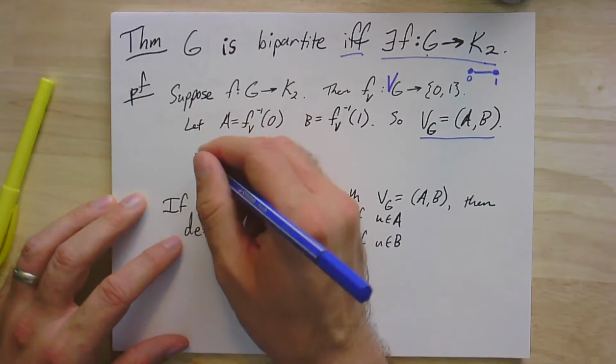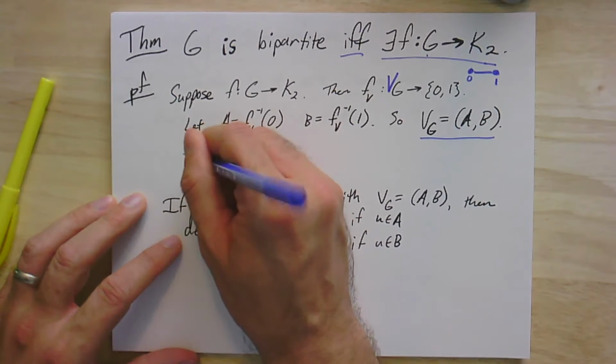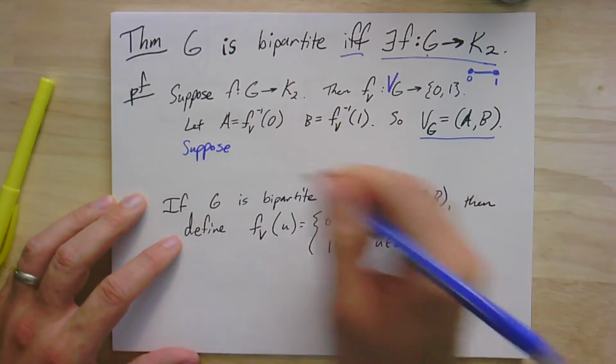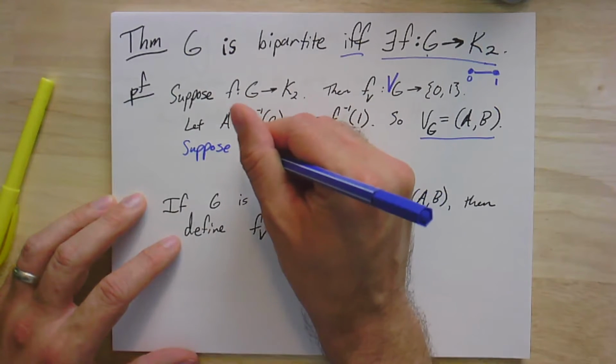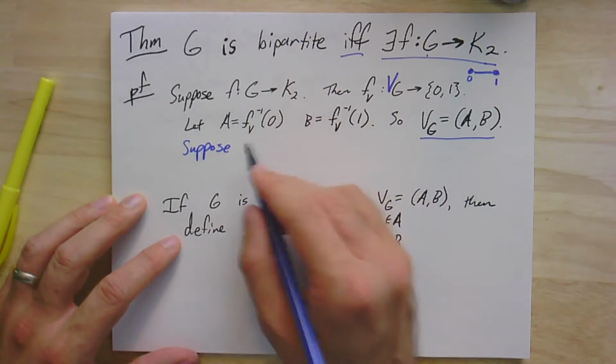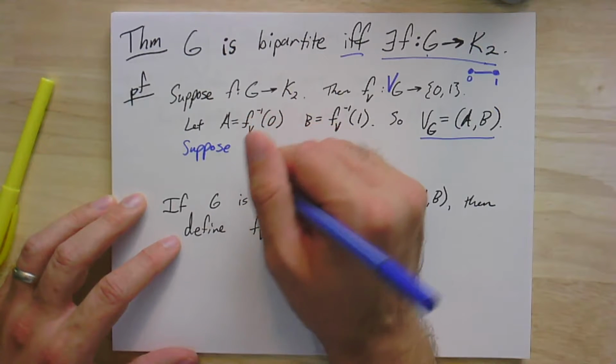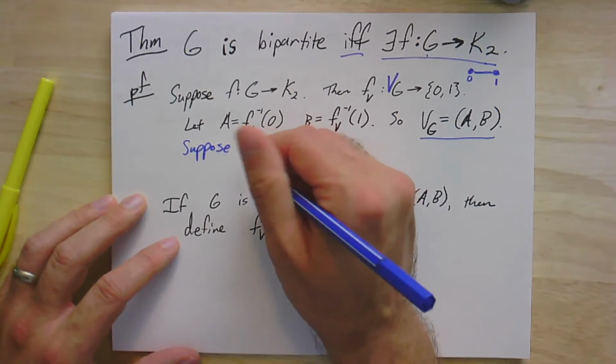Okay, so there's a couple ways we could do this. Suppose, for a contradiction, that some edge, UW, has both endpoints in, let's say it's in A.